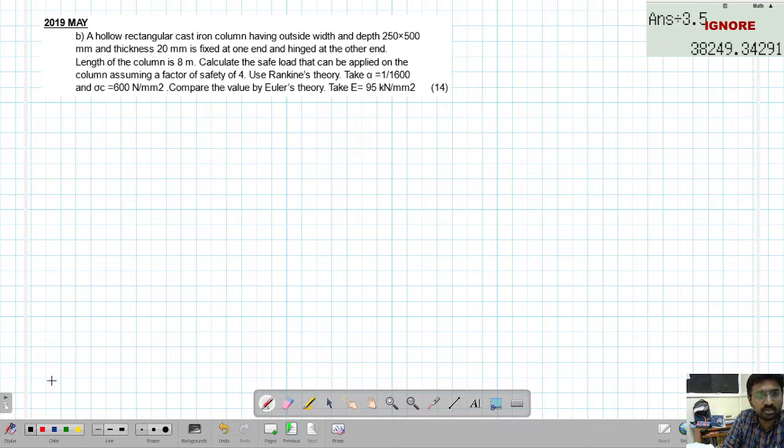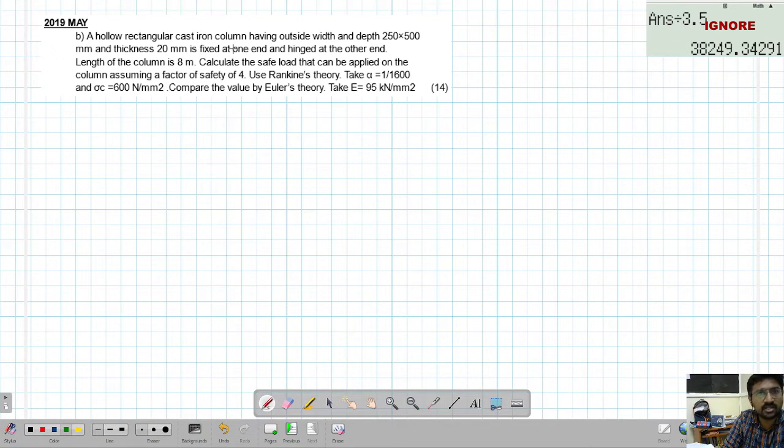This is a tricky question. Normally this is from module 5, column section. Whatever problems I have solved till now all involved a circular section. Now it is a rectangular section, and there is a small challenge in rectangular section. If students are not careful, they can make some mistakes. Now I'll read out the question.